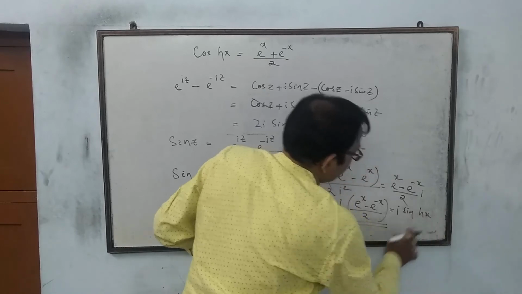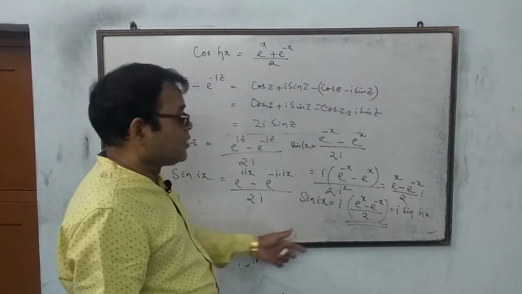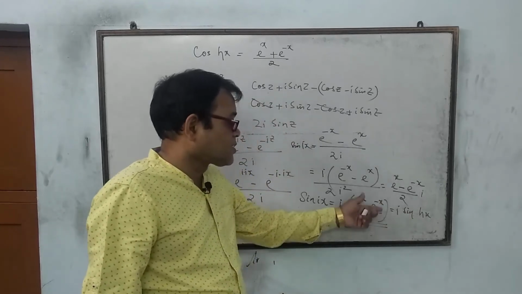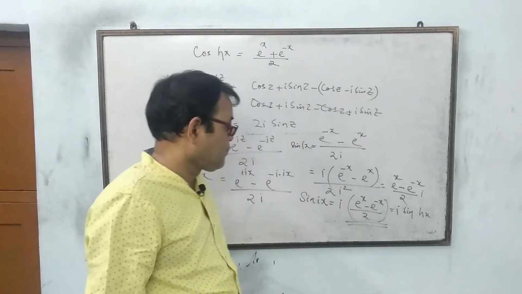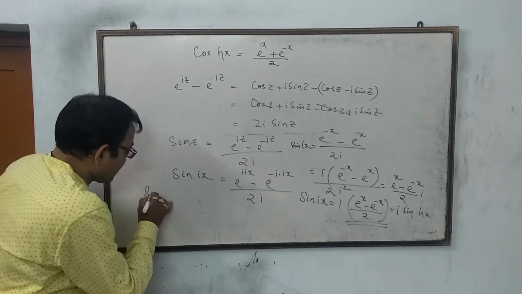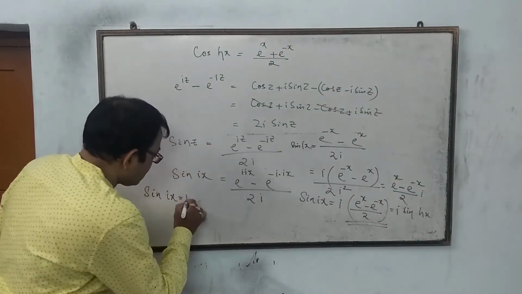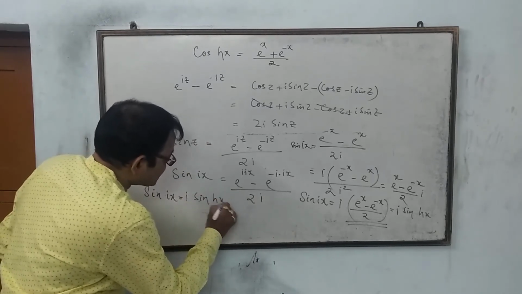This is the hyperbolic function. This is the sine hyperbolic function, e to the power x minus e to the power minus x upon 2. So we got sin ix is i sinh x.